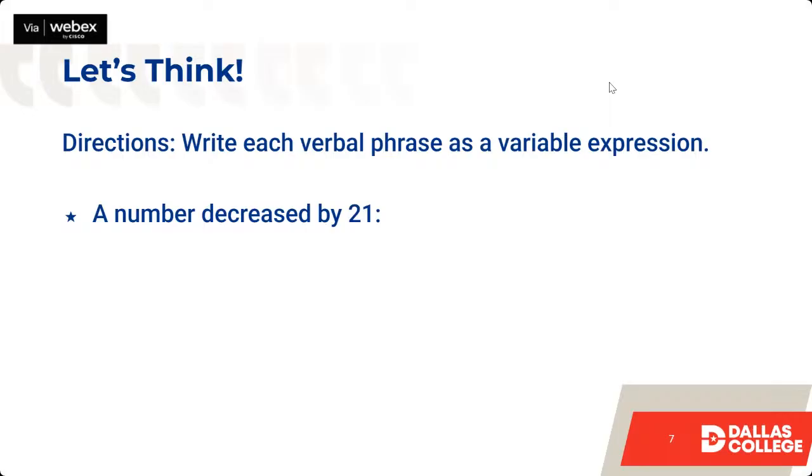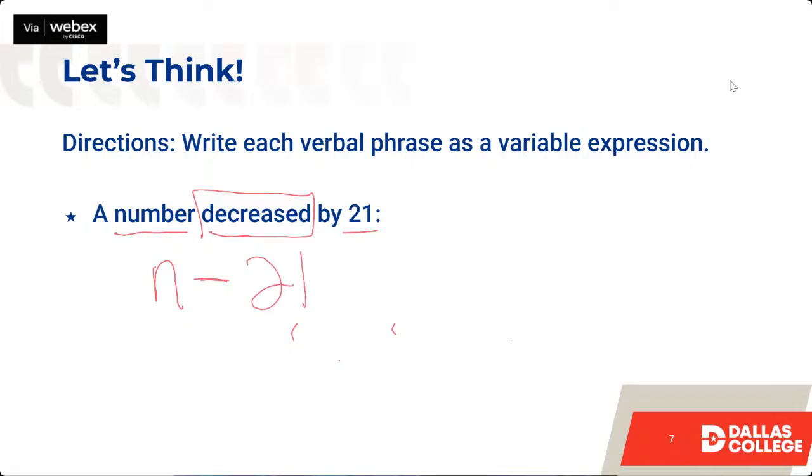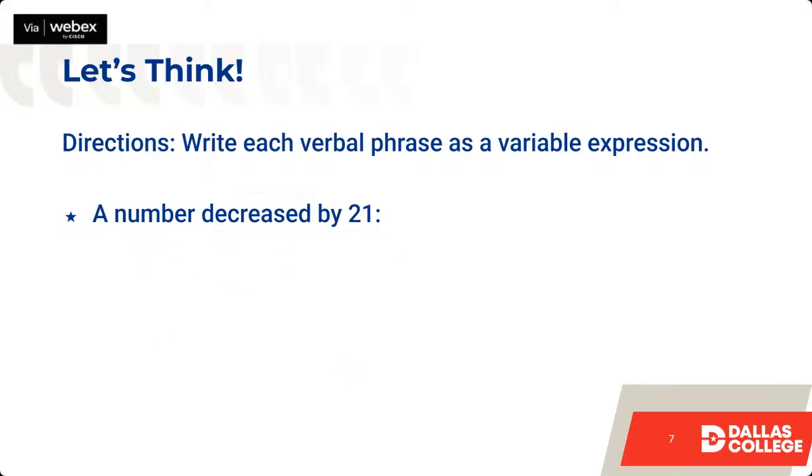So let's look at what this is saying. It says a number. So I could have just put in for number. Decreased. Decrease means to subtract by 21. N minus 21 would have been okay. J minus 21 is okay. K minus 21, X minus 21, all of those are correct. So if you had something similar to that, give yourself a check. Great job. Let's try it again. Ready? Here comes the next one.